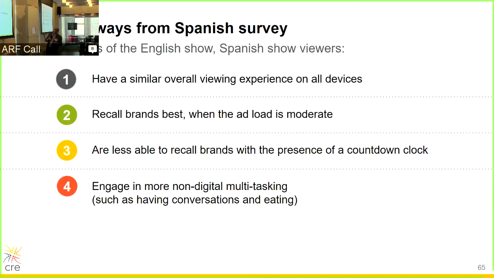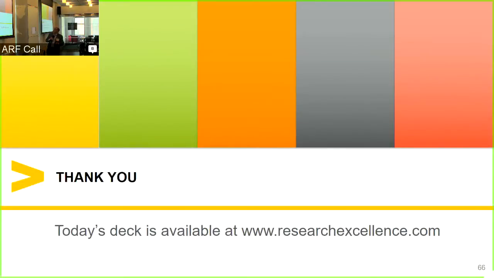But here are the takeaways from the Spanish survey. Overall, similar experience on all devices. Recalled brands best when the ad load is moderate, although had I known about that asterisk, that would not have been considered a takeaway. I would call it a head scratcher. They're less able to recall brands with the presence of a countdown clock. That held up. It's pretty interesting. You probably won't see countdown clocks on Univision or Telemundo. And they engage in more non-digital multitasking. That held up. And that's what we got. I did it with 4 minutes left, and we've got time for questions, and I'd love to take some.